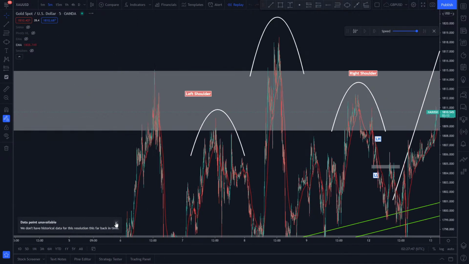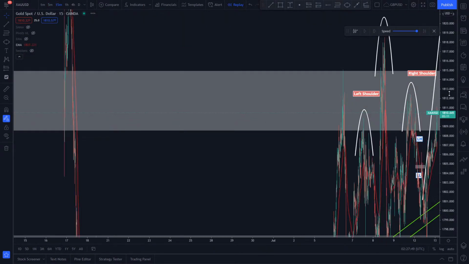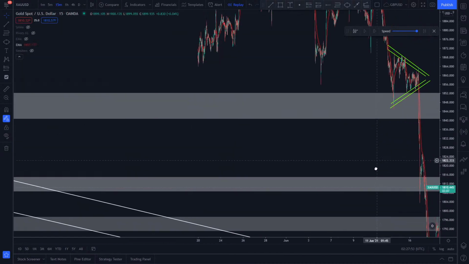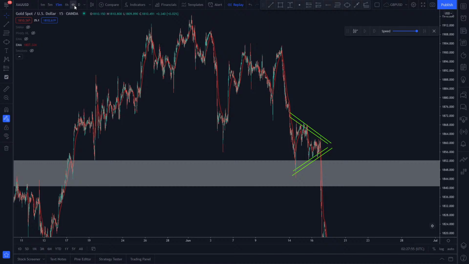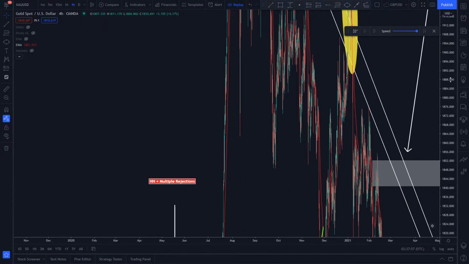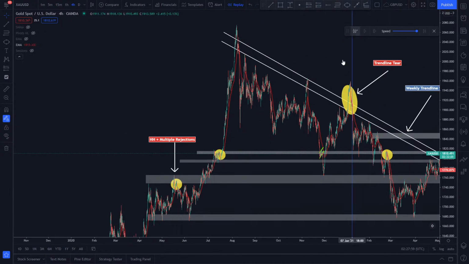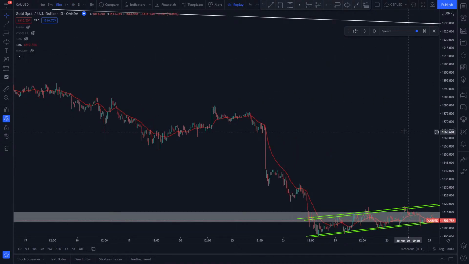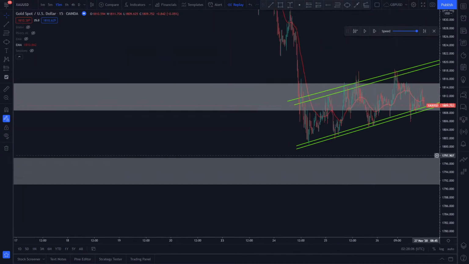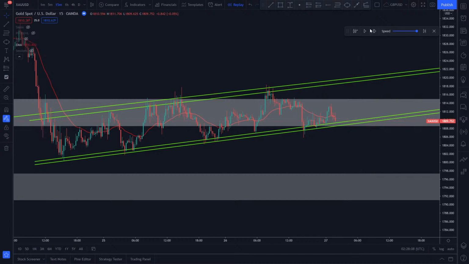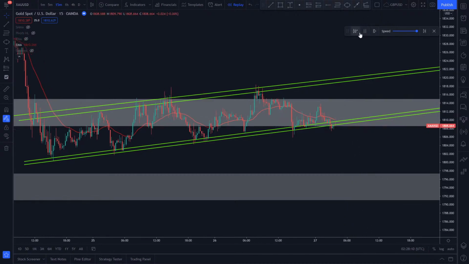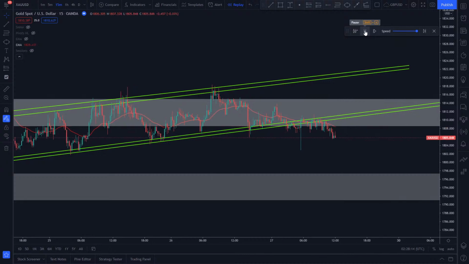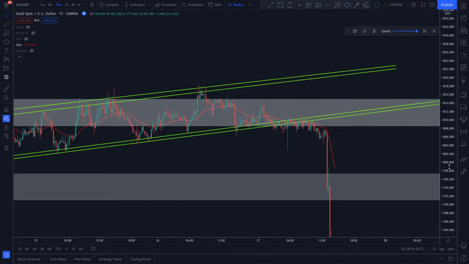Oh, data is too far, so we can't go too far back. I don't know where I am. Okay, here we are. Let's go back to the 15 minute. Beautiful. We got that zone taken out, and we just wait for our break. There it is.